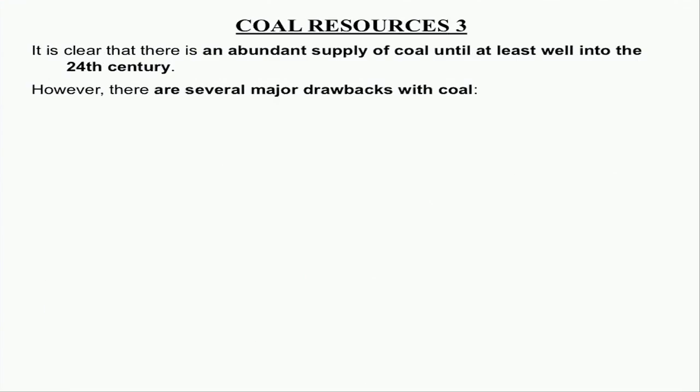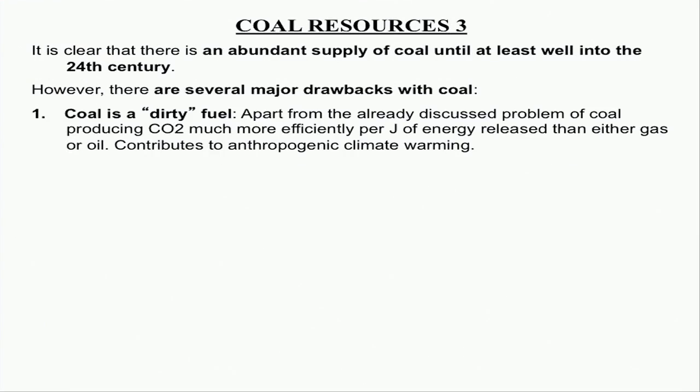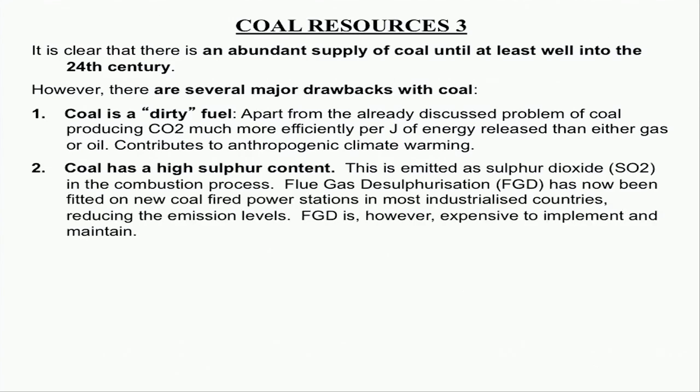So, it's clear there's abundant supply of coal until at least well into the 24th century, certainly the 23rd century, but there are several drawbacks, as you know, to coal. Despite what Mr. Trump says, coal is a dirty fuel. It produces far more CO2 than any of the other sources per joule of energy released, so it contributes to anthropogenic climate warming. It also has a high sulfur content, which you have to remove using flue gas desulfurization rigs. Those have to be fitted to coal-fired power stations in most industrial countries where regulation requires them to reduce SO2 emission levels and deposition of sulfuric acid, for example. And those rigs are very expensive to implement and maintain.